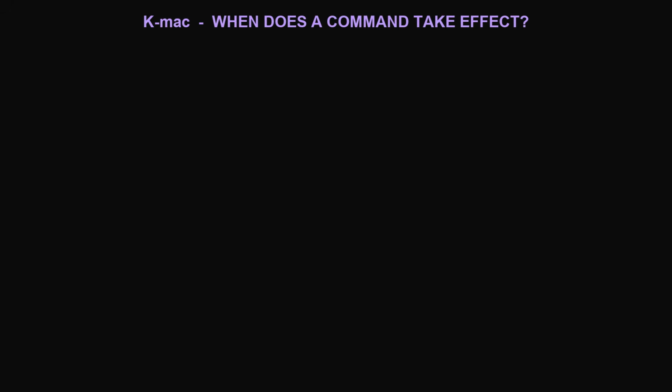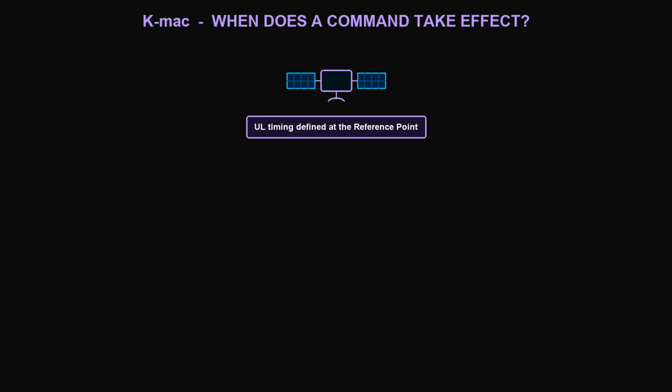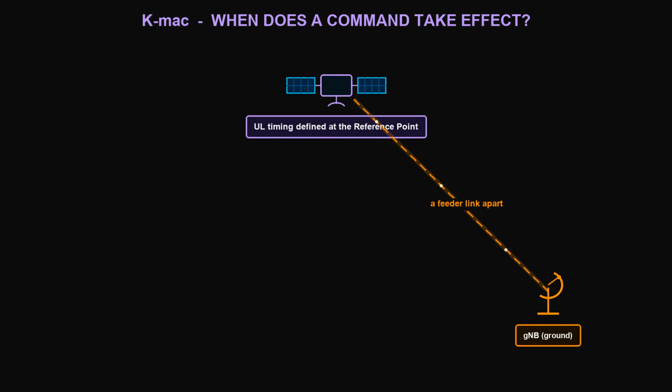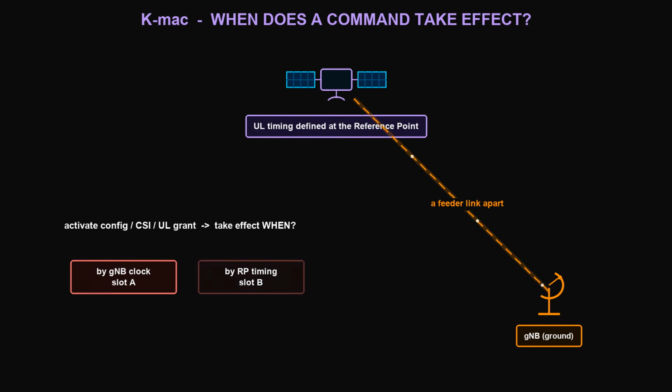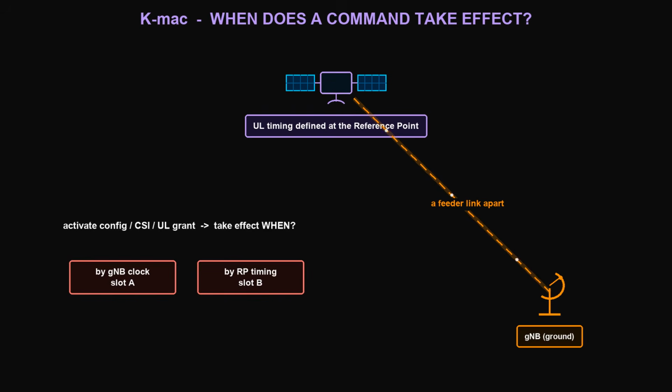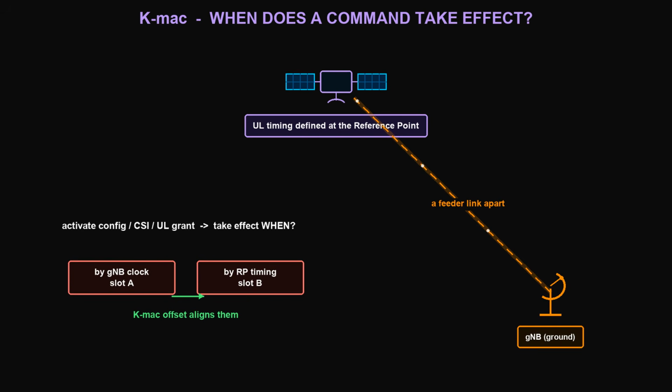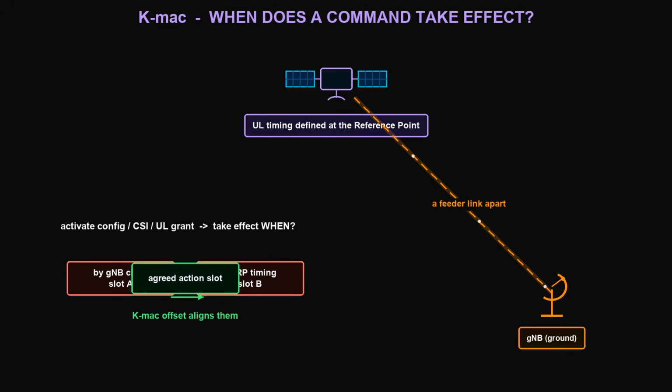Kmac is the quiet one, but it solves a real ambiguity. Remember, uplink timing is defined at the reference point, up near the satellite. But the G-node B, the thing actually issuing commands, sits on the ground, a feeder link away. So when the network activates something, a new configuration, a measurement, an uplink resource, there is a question. Take effect when, exactly? By the G-node B's clock, or by the timing reference up at the reference point? If the two disagree, the phone applies a command in a different slot than the network assumed, and things break. Kmac is the offset that closes that gap. It shifts the reference for these downlink-triggered actions so the G-node B and the phone agree on the precise moment a command becomes active. When the G-node B already sits at the reference point, Kmac simply isn't needed.